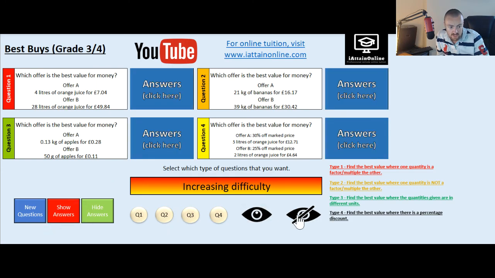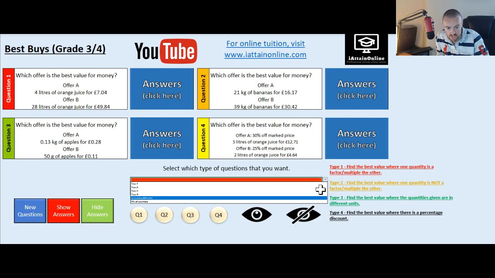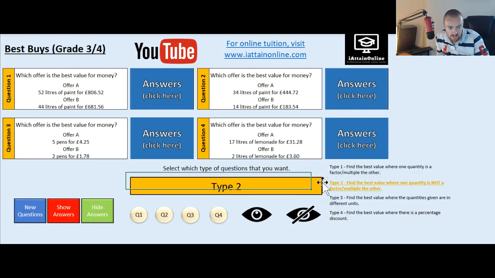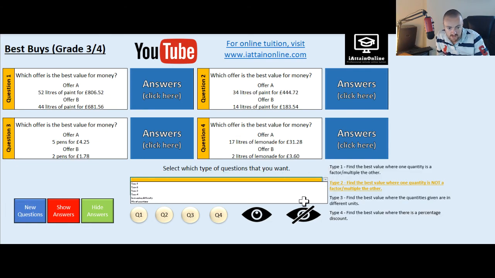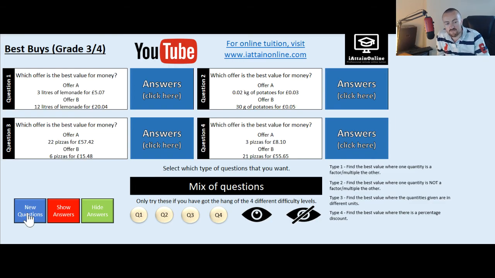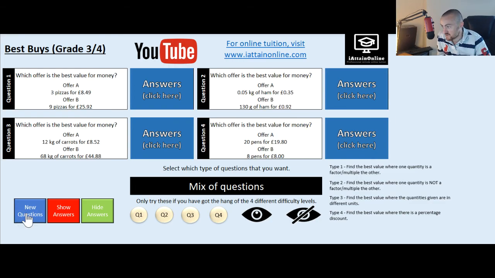If you wanted to work on a particular type of question, you can click on the drop down box here, and maybe you just want to work on the second type of example that I did and generate questions like that. When you get the hang of all of these questions, I would suggest trying a mixture of questions, because that way I don't tell you what kind of difficulty it is, and you just have to use everything that you know to answer those questions, and that's a really good way of revising. That's it. I hope it's useful.